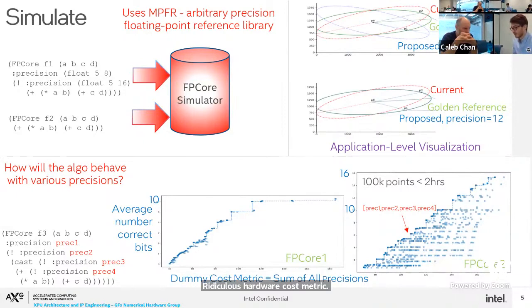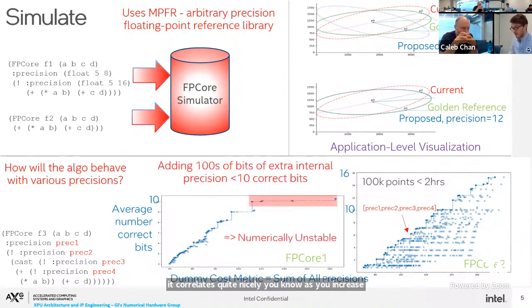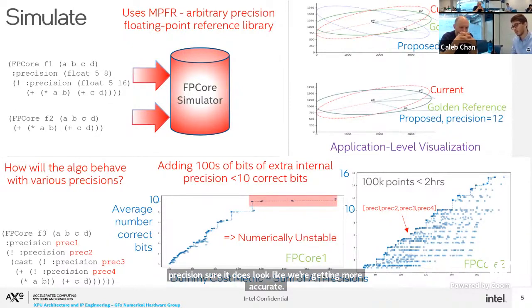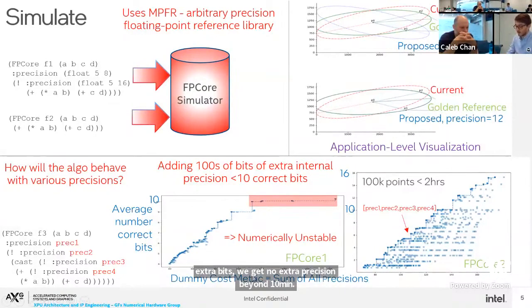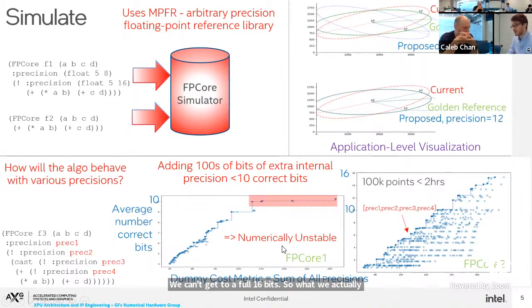But actually you can see it correlates quite nicely. As you increase precision, sure, it does look like we're getting more accurate. One thing we did notice is that we can detect numerical instability using these techniques, like inherent numerical stability, because even as you're adding hundreds of extra bits, we can see that. So this actually goes up to 16 bits of total output, and we can never get past 10 bits of output precision. Even as we're adding hundreds of extra bits, we get no extra precision beyond 10 bits. We can't get to a full 16 bits. So what we detected was that there's inherent numerical instability in this algorithm.